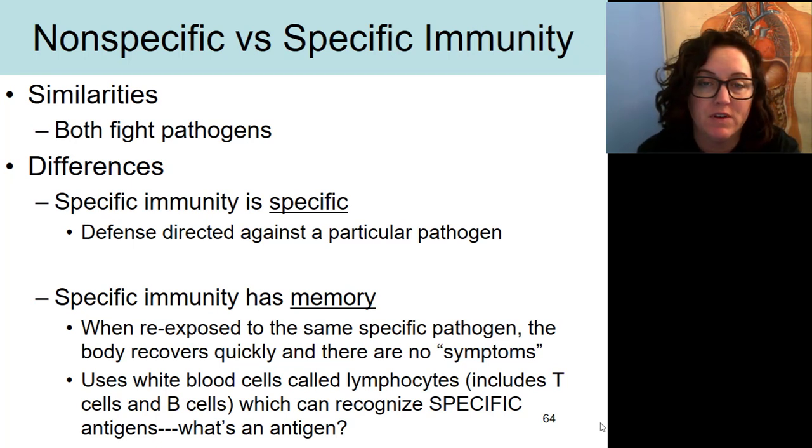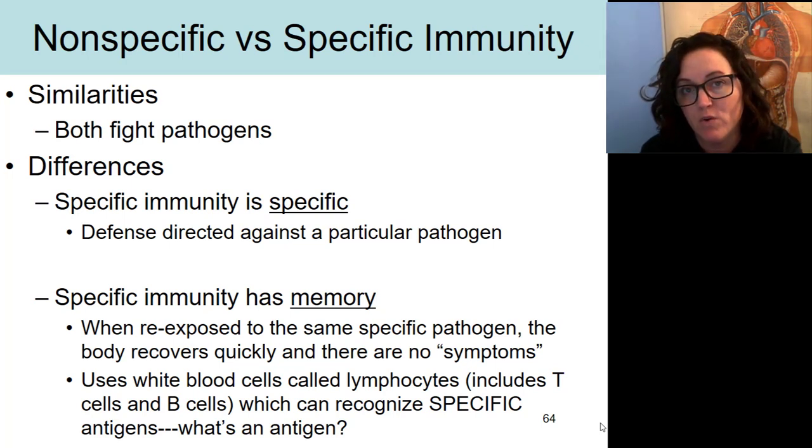With our non-specific defenses, we could use them to fight viruses or bacteria, and we didn't care whether the bacteria was Salmonella or E. coli. It wasn't even species specific, let alone organism specific. But with specific immunity, we're going to look at how we can use our immune system to fight off one specific foreign invader. When it comes to our specific immunity, what works against influenza virus will not work against coronavirus. It's very specific. Another difference between nonspecific and specific immunity is that specific immunity has memory.